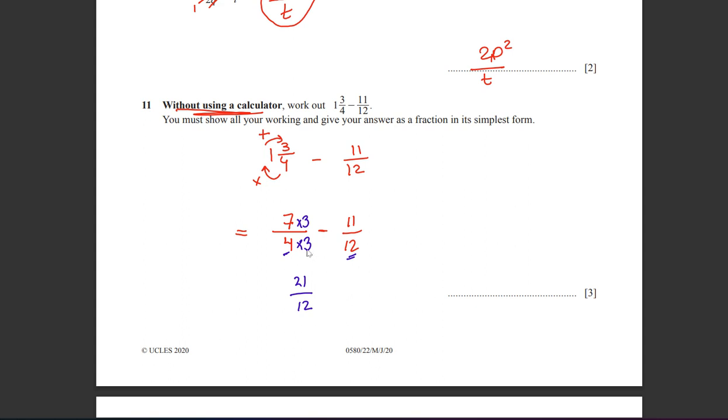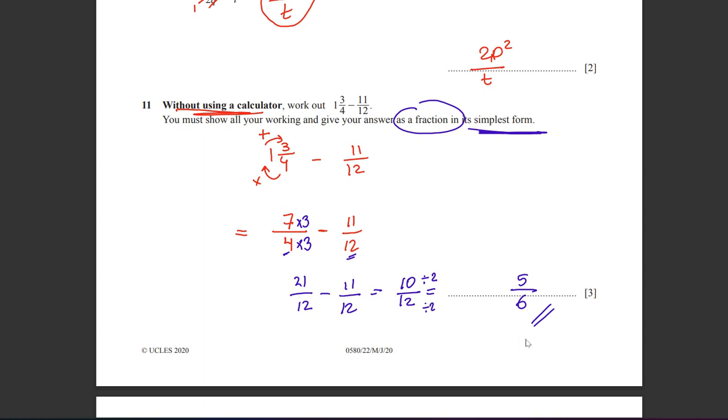And then, with the same denominator, we subtract the numerators, which is 21 minus 11, which is 10. Do not leave it like that. You should put it in the simplest form. So divided by 2, divided by 2, the answer will be 5 over 6. He said here as a fraction, so I should leave the answer as a fraction. Don't make it a mixed number unless he asks you to keep it as a mixed number.